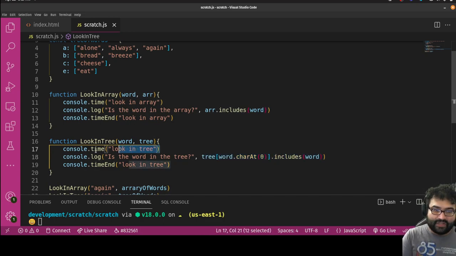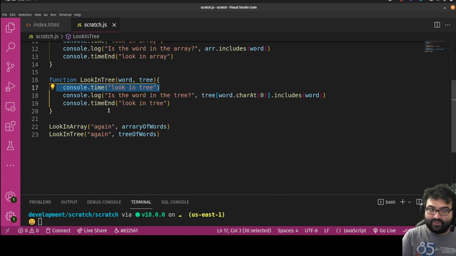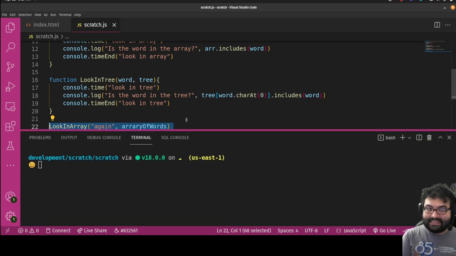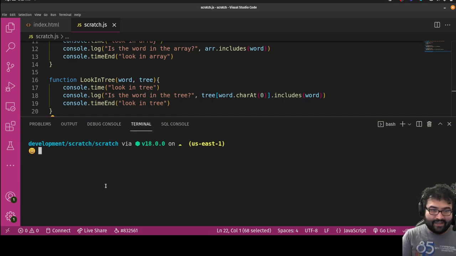Here we're using console.time to measure the time of these two processes. We're going to look for the word in the array of words versus the tree of words and see the difference in the time it takes. You may think that look in tree may take longer because I have to do two steps: get the first character and access the object, then access the array and look in it. But watch what happens.